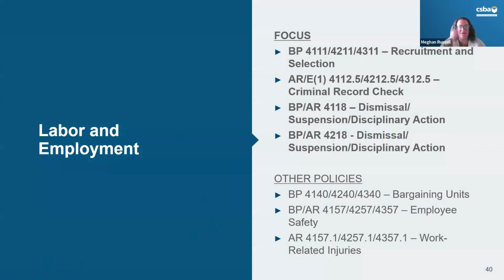So for this portion of the presentation regarding labor and employment, I'll be focusing on, again, those policies that are bolded. And I'm focusing on these ones because they are all impacted by SB 700, which prohibits employers from discriminating against applicants or employees based on cannabis use. The first two policies focus on applicants, and the second two policies focus on employees of the district. We'll also briefly be covering the last three noted on this slide. Next slide, please.